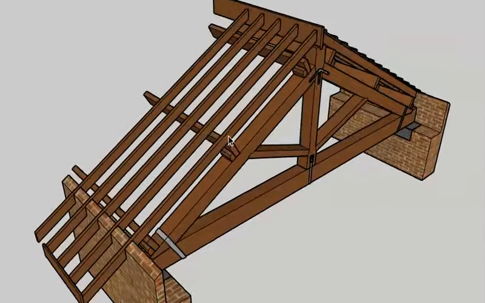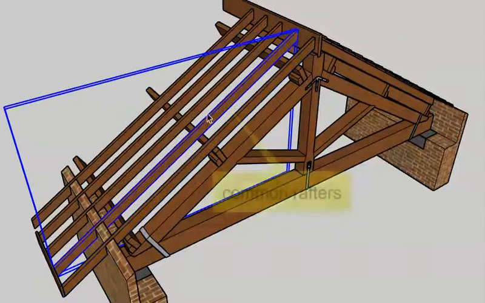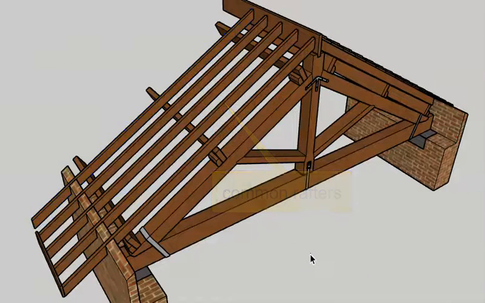On top of the purlins there is a set of inclined members. These are called as the common rafters. So there are two sets of rafters here. One are these members which we saw already. These are the principal rafters, which are part of the king post truss, and then these are the common rafters which are placed on top of the purlin.